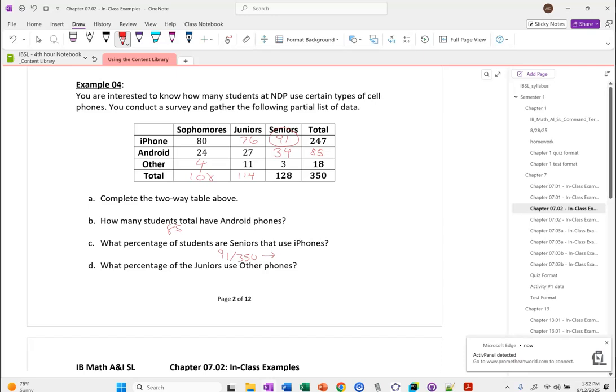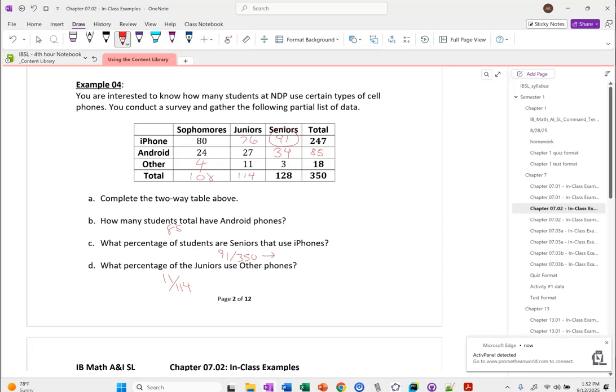Yes, okay. What percentage of juniors use other phones? 11 out of 114. Yeah, who said it? Good job, guys. So you need juniors that do others out of the total number of juniors, right? We're only talking about juniors.